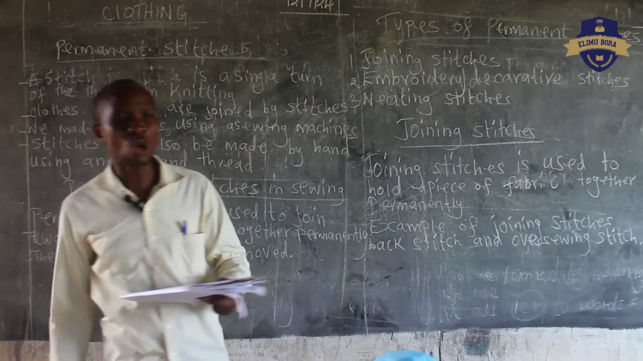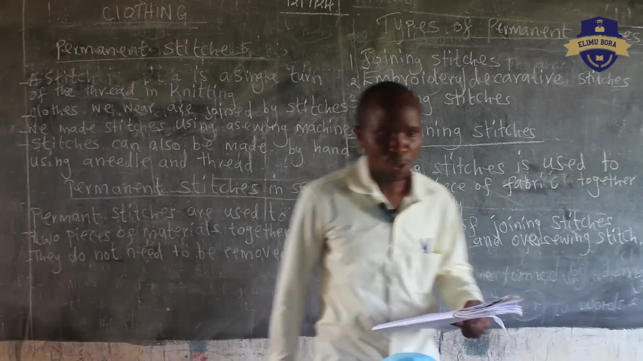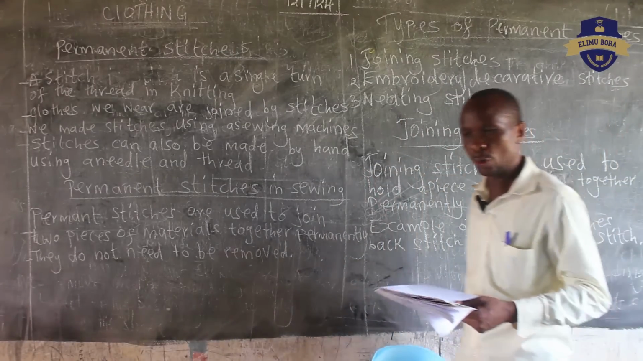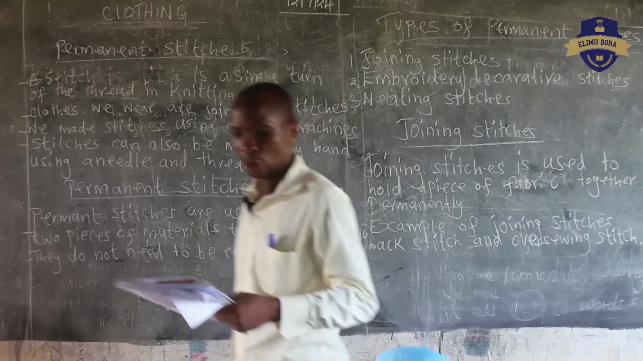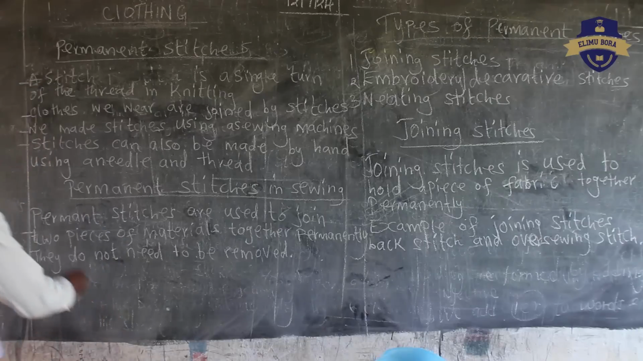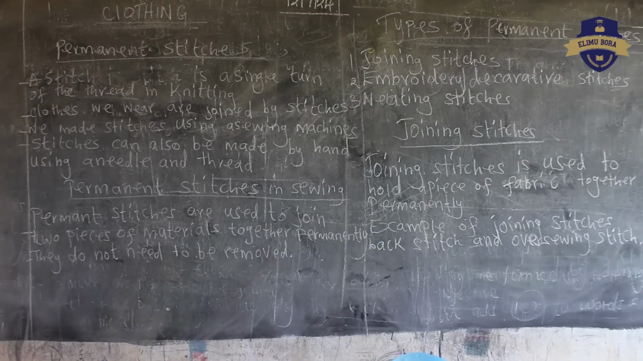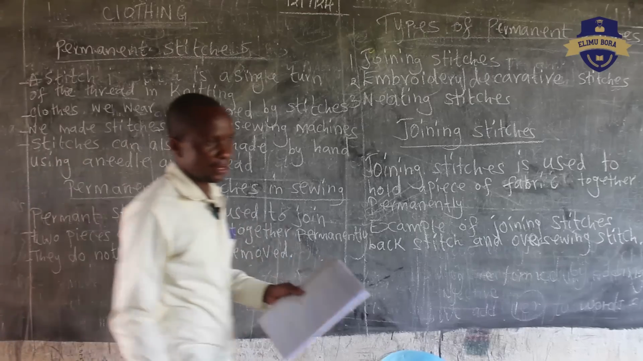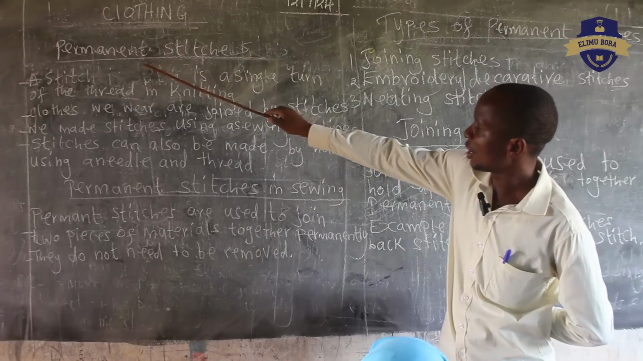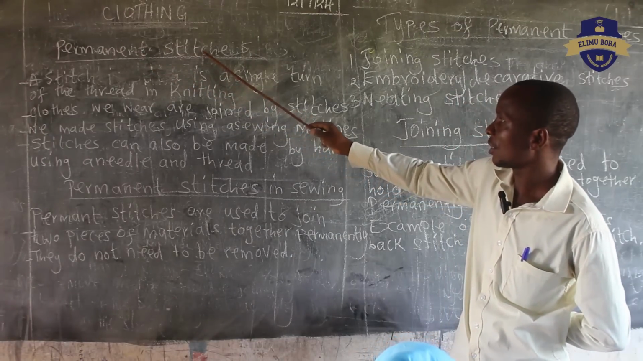Then we also have what we call loop stitch. If it is an edge, you will see it sits like wavelines. So by this time we are supposed to know the types of permanent stitches.